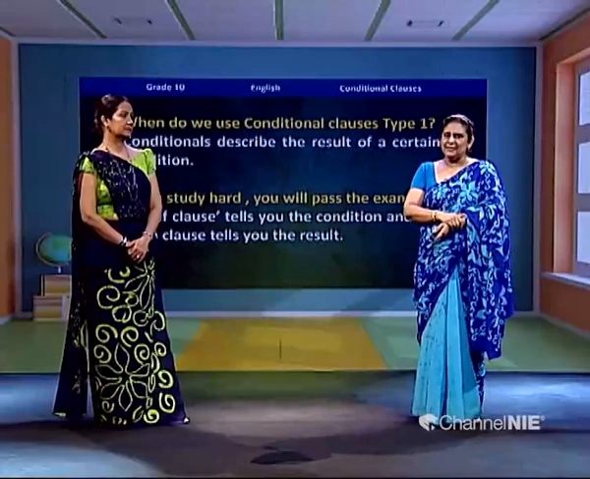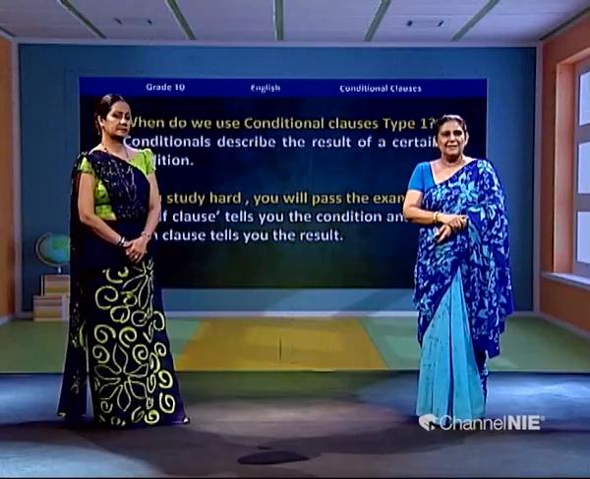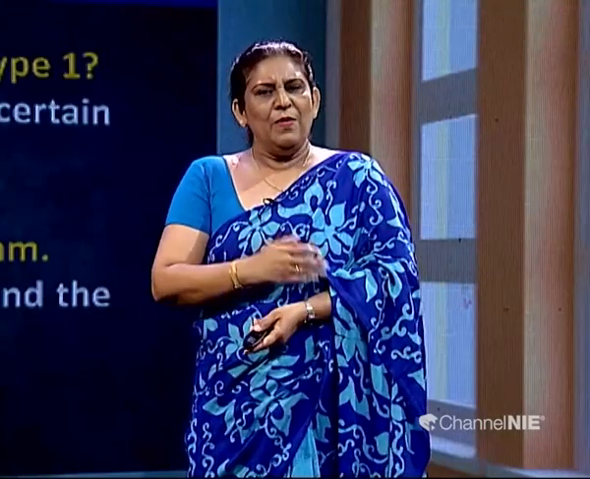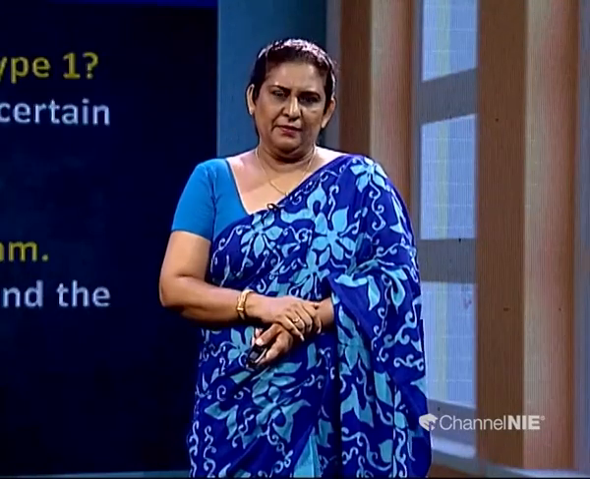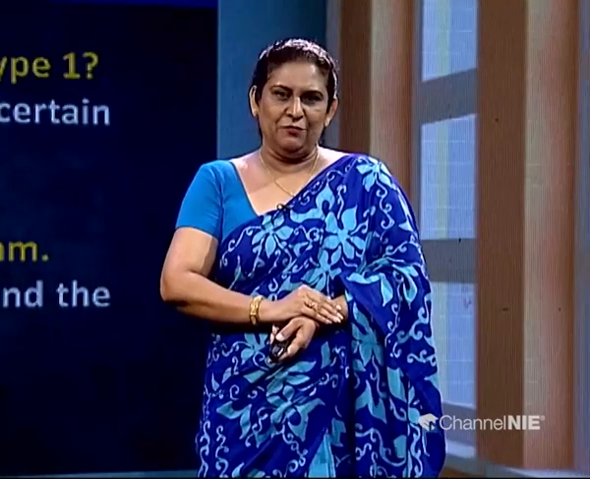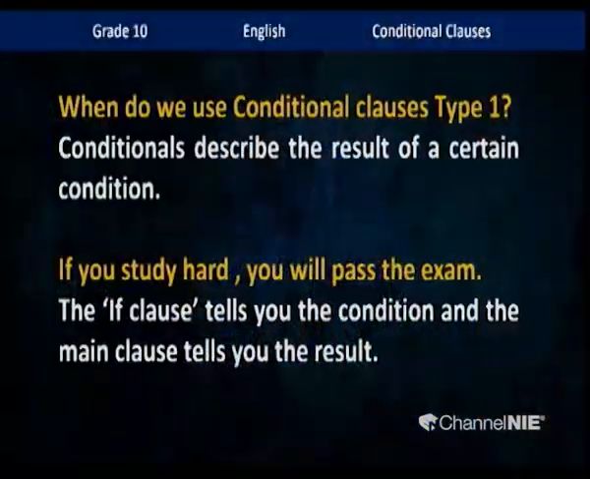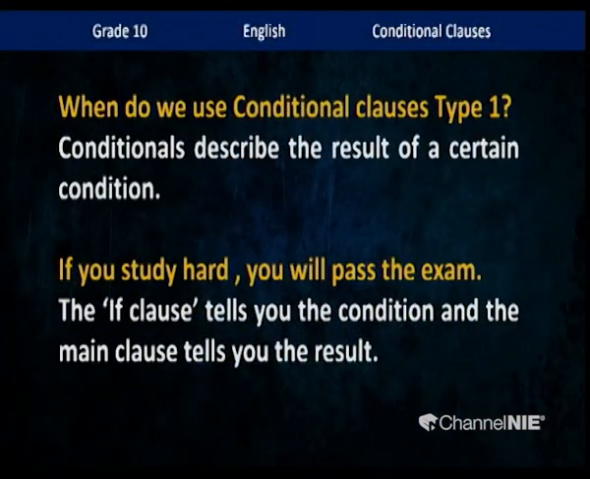Right. Now let us discuss when we are going to use if type 1. Normally it is used for something which is possible to happen. If one condition is fulfilled, the action may happen, the result may happen. Conditionals describe the result of a certain condition. The if clause tells you the condition and the main clause tells you the result.